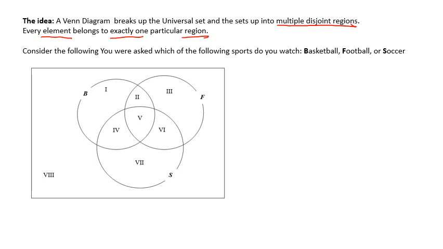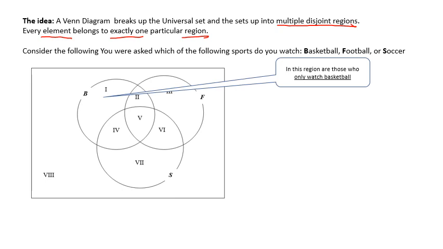So let's look at this problem. Consider the following. You were asked, which of the following sports do you watch? Basketball, football, or soccer? So anybody watching basketball would be standing in the basketball circle. Anybody watching football would be in the football circle. Anybody watching soccer would be in the soccer circle. So let's see.